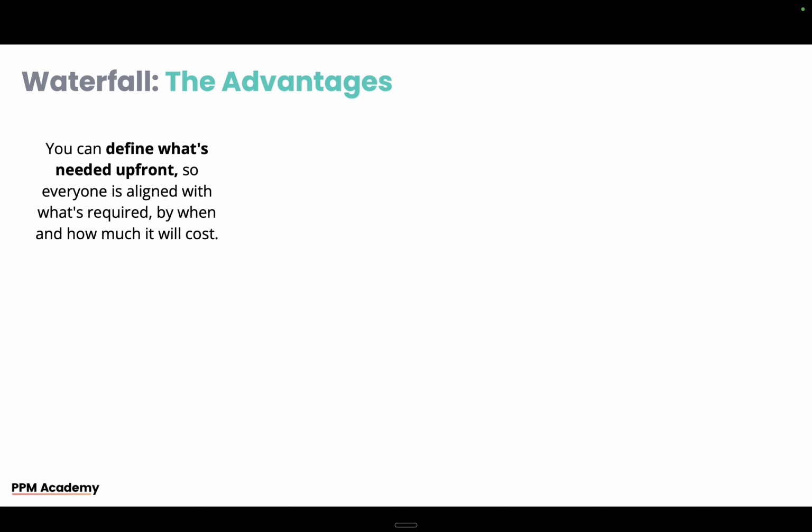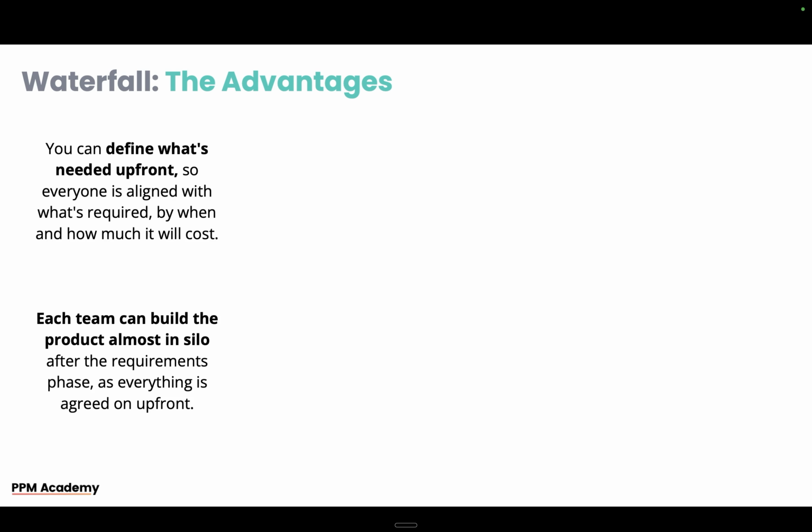You can define what's needed up front. So everybody's aligned on what's required, when you're going to get it done by, and how much it's going to cost. So as a project manager, fantastic. We've got everything in place, we've got this ideal, perfect plan. Everyone's happy. Everyone has confidence. And then each team can pretty much build the product in silos. So that visual design team, those developers, because everything's agreed up front.